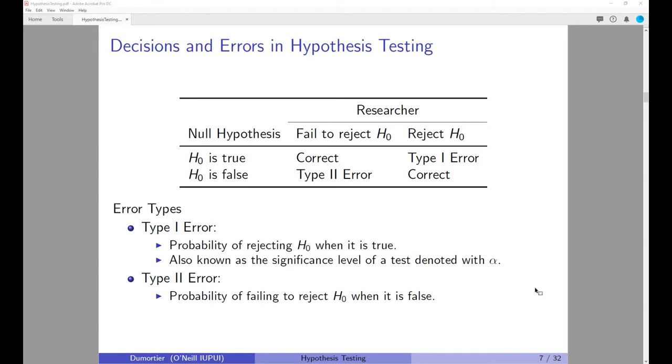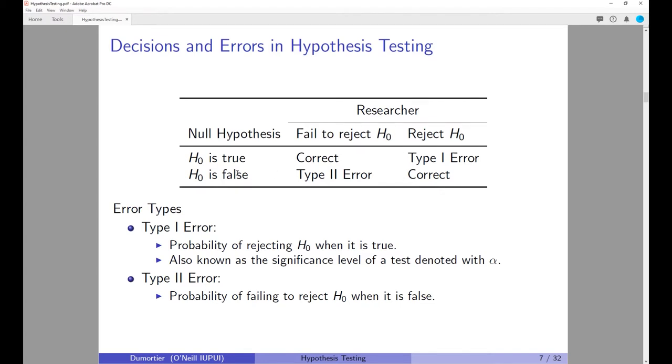When conducting a hypothesis test, you can make errors. Now, before getting into the errors, let me talk about when you are actually correct. So think about the null hypothesis, this column here, that in reality, H0 is true or H0 is false. Now, on top here, you have the researcher who fails to reject H0 or rejects H0. If in reality H0 is true and you as the researcher based on your data fail to reject H0, then you have made the correct decision. If in reality H0 is false and you as the researcher reject H0, then again you have drawn the right conclusion.